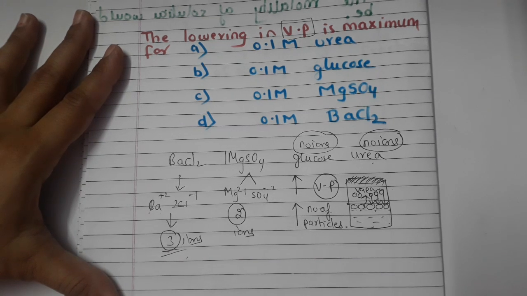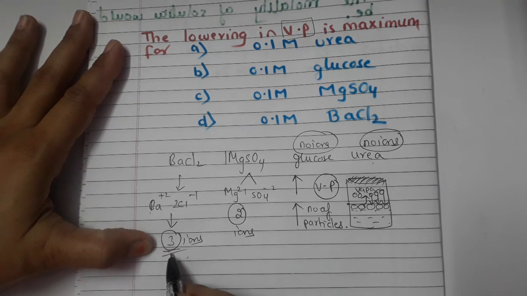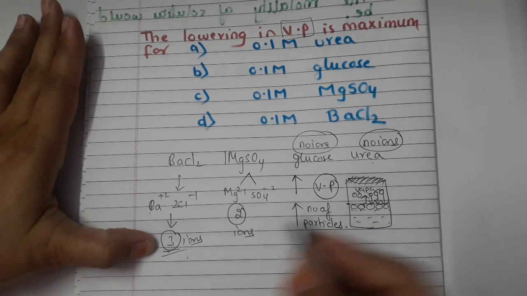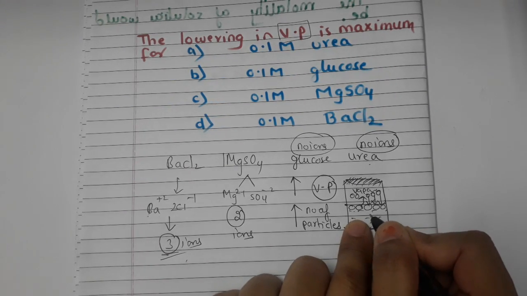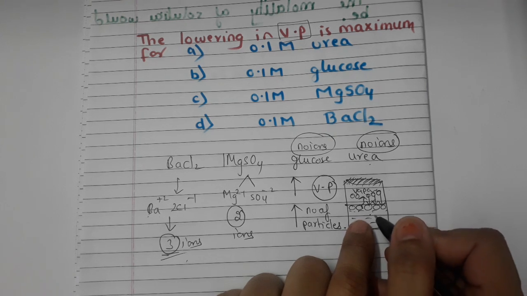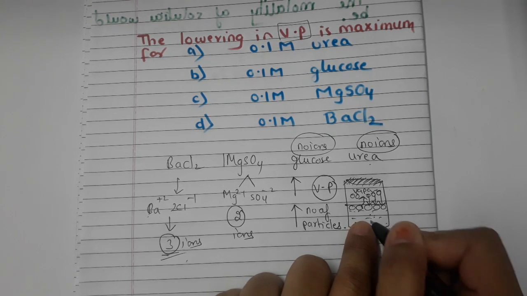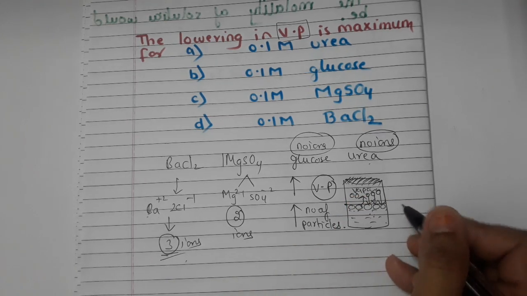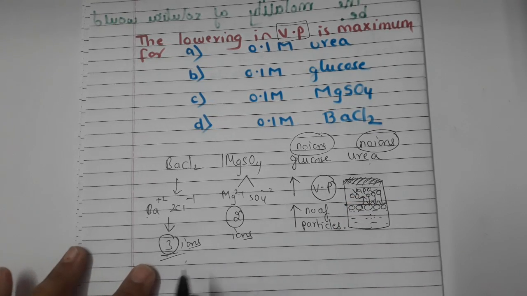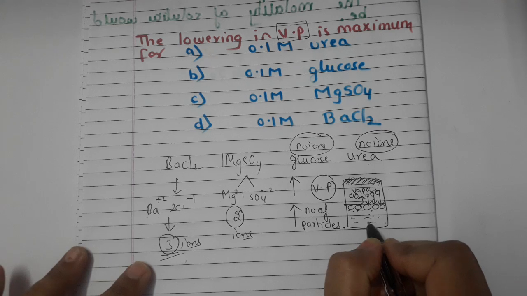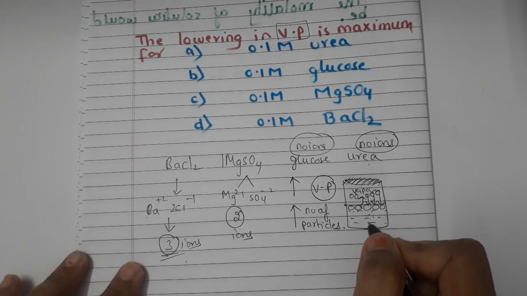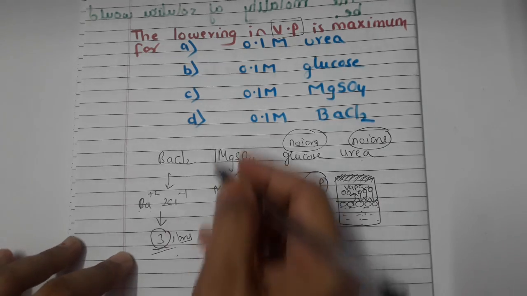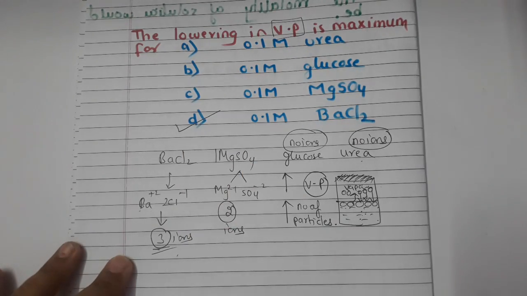Now what is happening? The more the number of solute particles in the solvent, the number of solvent molecules reaching the vapor phase would be less. So the more the number of ions in the solution, the more will be the lowering of vapor pressure. So according to this, our option is D. Fine.